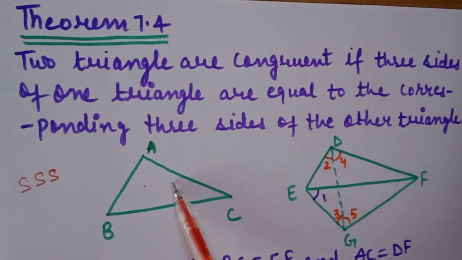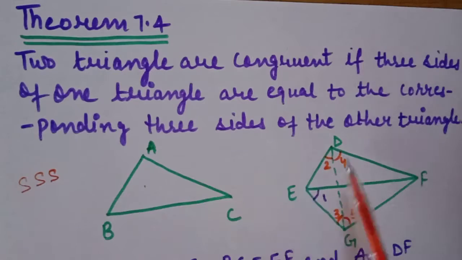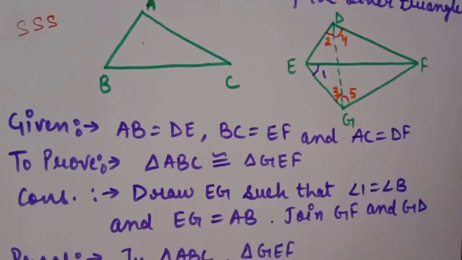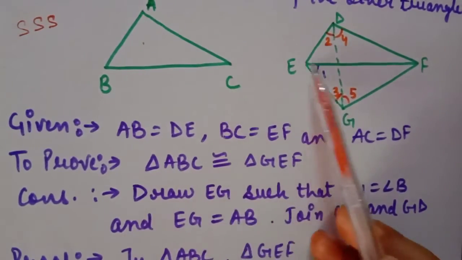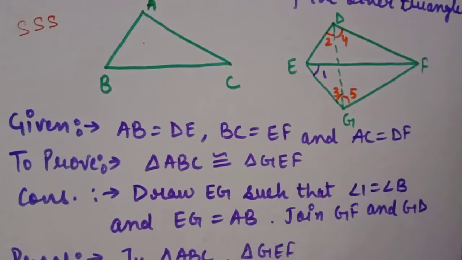So, according to the theorem, it is given that all three sides are equal to each other. We have to prove that they are congruent to each other. So, what is given? All three sides are equal. AB is equal to DE, BC is equal to EF, AC is equal to DF. It is given. We have to prove triangle ABC is congruent to triangle DEF. So we will do a construction.